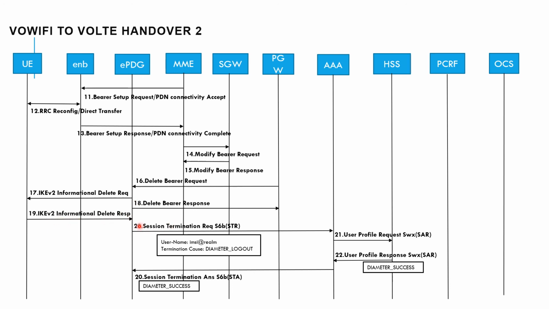Then the EPDG has to terminate the session from the AAA and the HSS. For this particular purpose, it is sending a session termination request to the AAA, and the AAA sends a user profile request to the HSS, which is inside the SAR message, to delete the session, and then the user profile response comes back from the HSS with a Diameter success cause code, and then the session termination answer goes back to the EPDG with the Diameter success cause code.